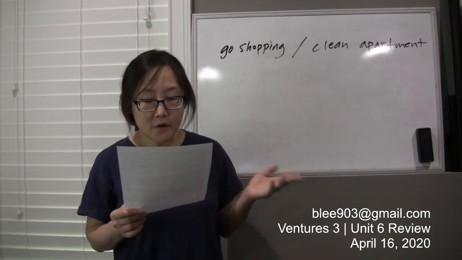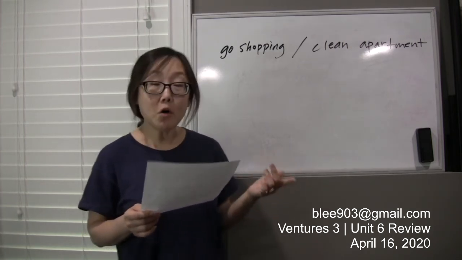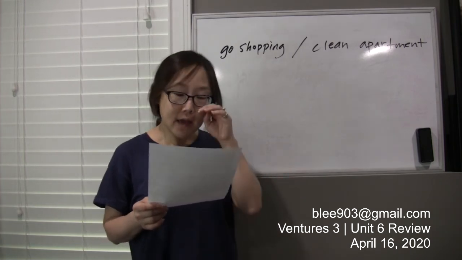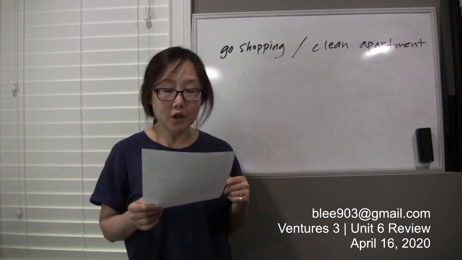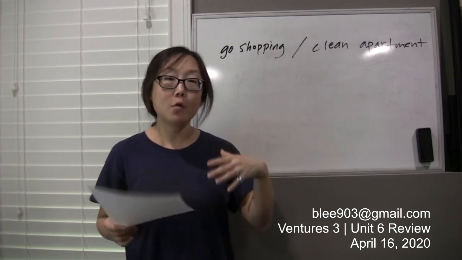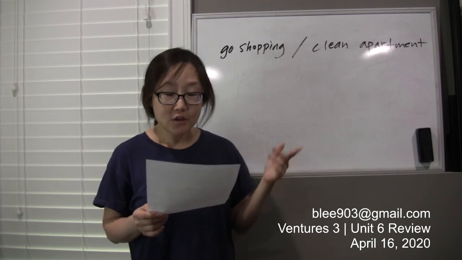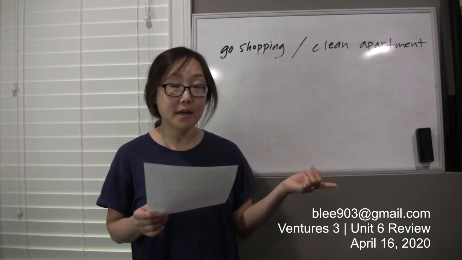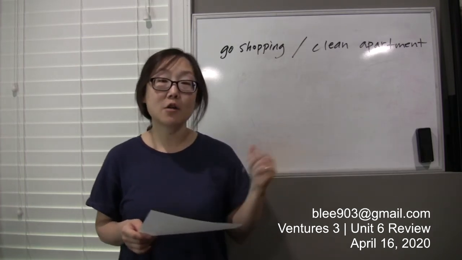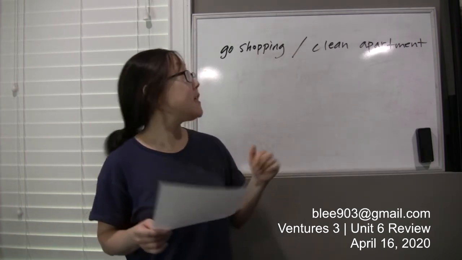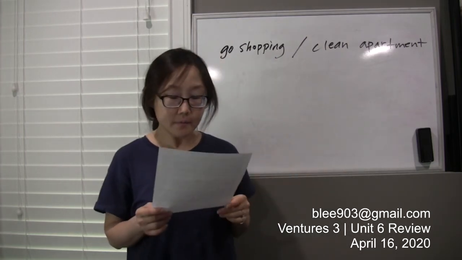Okay, so you can say she has to clean her apartment before she goes shopping. Or of course you can put before in the beginning and you can say before Lola goes shopping, she has to clean her apartment. Okay, so remember you need to use goes because Lola is 3rd person singular, and you also need to say clean her apartment or clean the apartment.